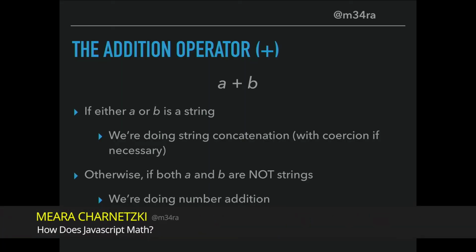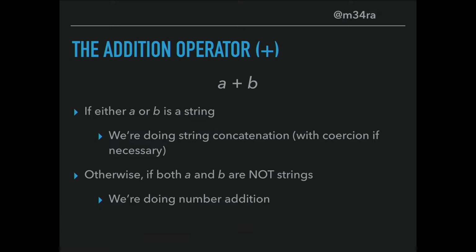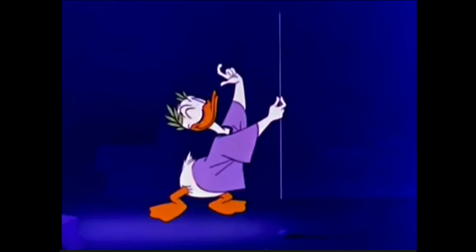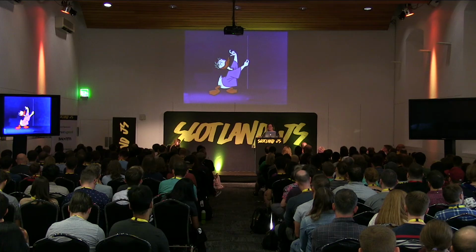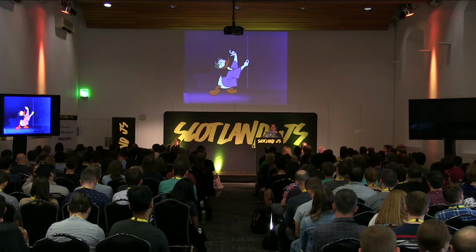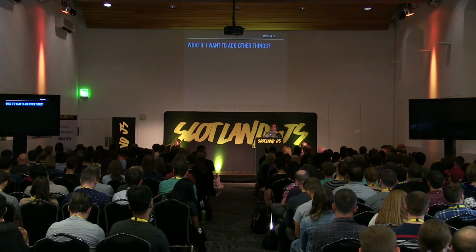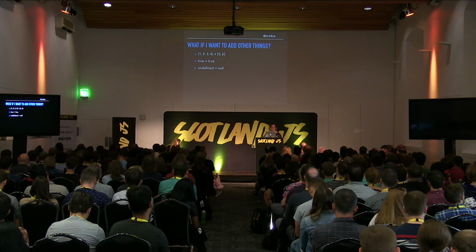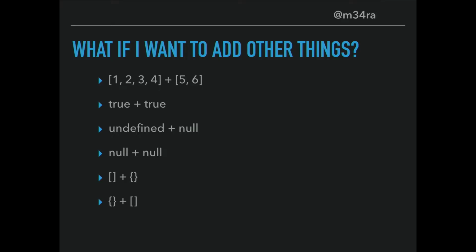So for the expression A plus B, if either A or B is a string, we're doing string concatenation with coercion if necessary. Otherwise, if both A and B are not strings, we're doing number addition. So at this point, I'm feeling kind of like this. We've got this great model, we're cruising through this, so let's try something a little more interesting. What if I want to add some other things? What do you think the JavaScript engine is going to give us, or what might you want to get, when you add these 2 arrays in this first example here?